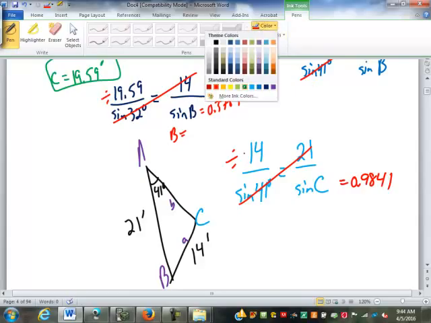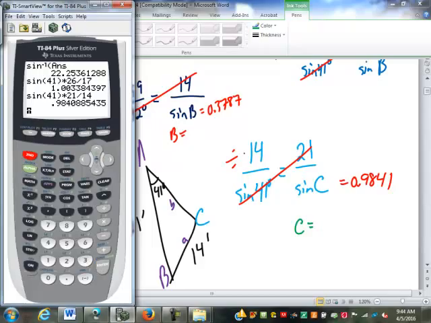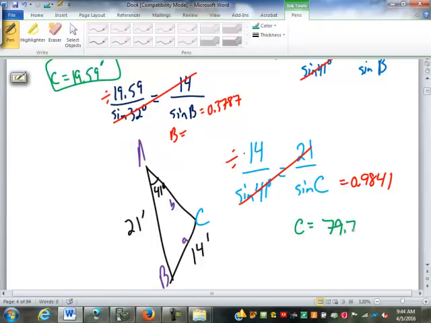So to find C, we're going to do an inverse sine of that. Second sine, second answer: 79.77 degrees. Now, is that what C is? We're going to assume from the way that it's drawn that C is obtuse. So how do we find what C actually has to be?